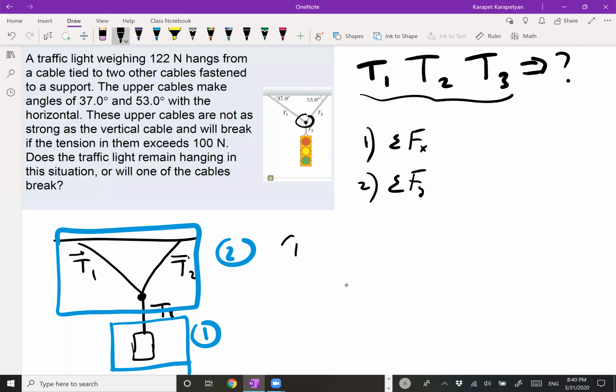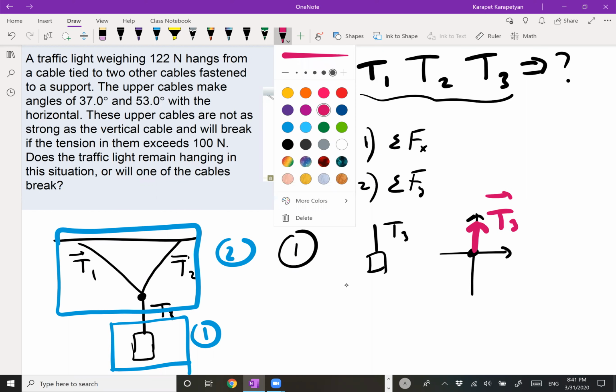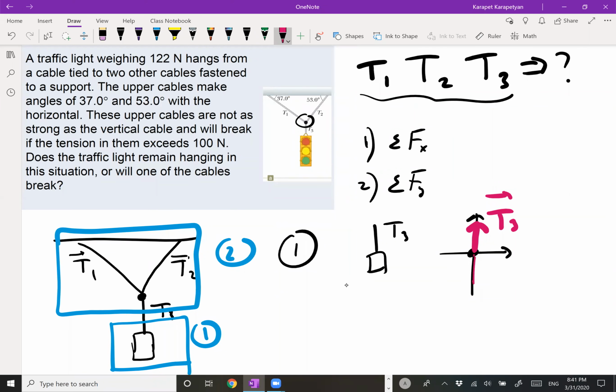That means I'm going to take as my system 1 just the traffic light and tension 3. The traffic light becomes my object of interest. So here's the traffic light as a particle at the center, and I'm going to draw the free body diagram for it. It's easy: there's tension 3, and there is the weight of the traffic light. Only those two forces.